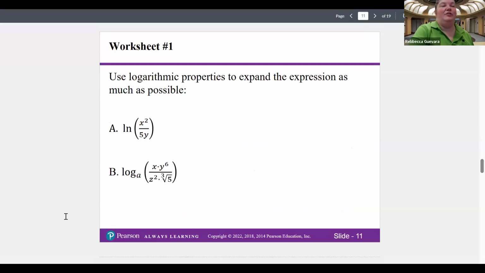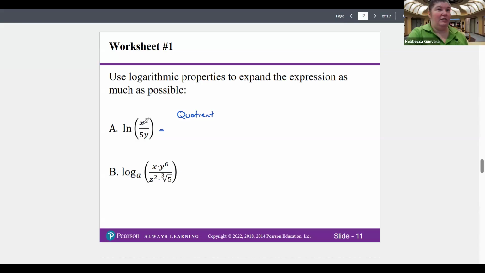So take a moment to try the natural log of x squared over 5y. And then you have log base a of x times y to the 6th divided by z squared times the cube root of 5. So take both of these and expand the expression as much as you can. Okay, so hopefully you've had a moment to work on that.